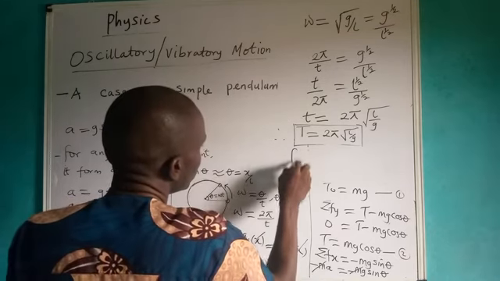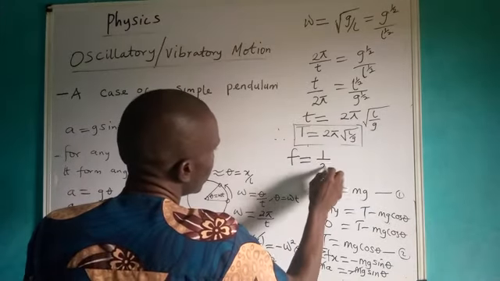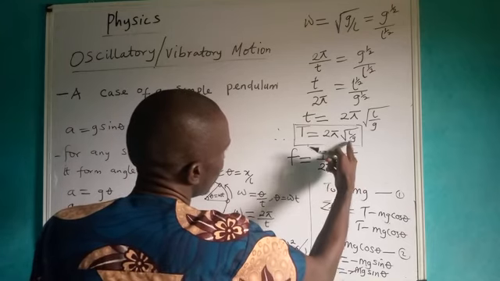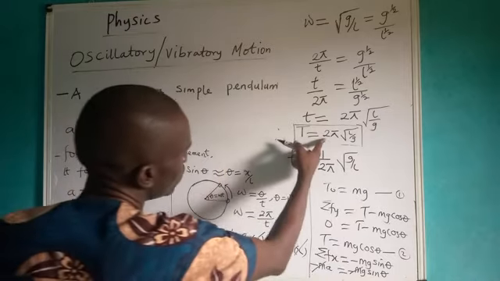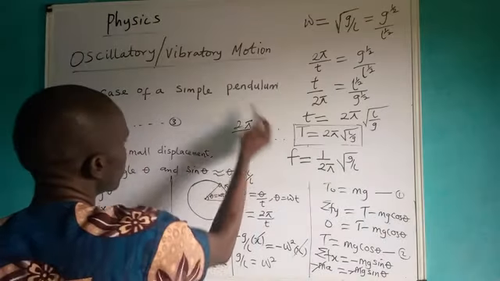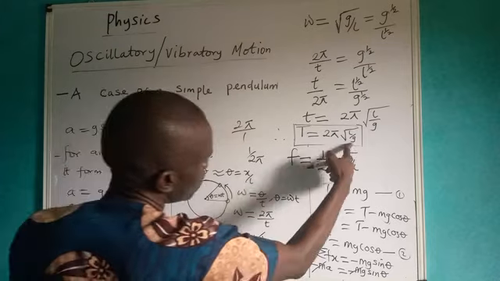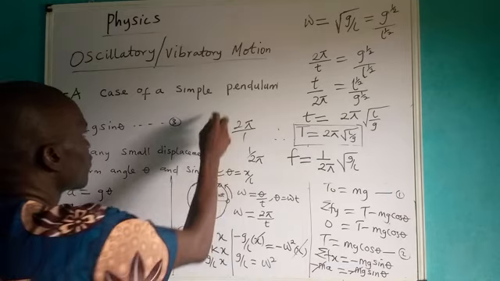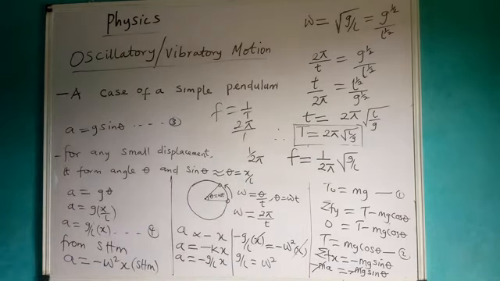Therefore, for the frequency, we have to take the inverse. The g will come up, while the L will come down. We have 2 pi over 1, which is the same thing as 2 pi, and when you take the inverse, it becomes 1 over 2 pi. That is the reason for this 1 over 2 pi. Also take the inverse of this one: the g comes up and the L comes down. The frequency is the inverse of the period. You take note of that.